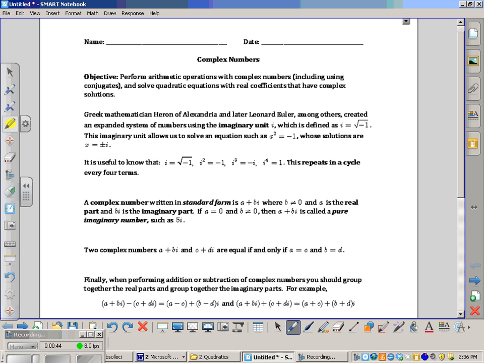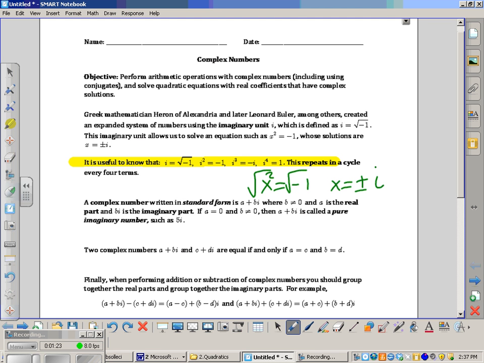So I erase that. So here, it talks about the history behind complex numbers. But basically, when we talk about imaginary numbers, we're talking about i, which is the square root of -1. For example, if you were trying to solve the equation x squared equals -1, if you were to square root both sides, you're going to get x equals plus or minus i. So anytime you have the square root of -1, it's going to equal i. And we're going to practice this.